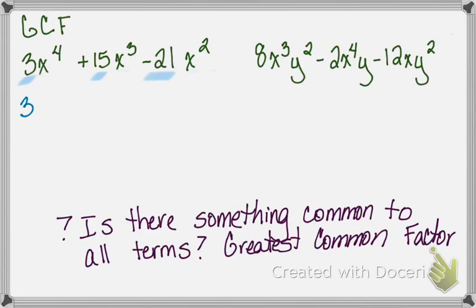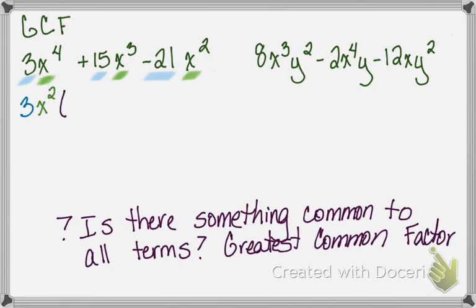Now, the next thing I'm going to ask myself, what can I factor out here between x to the 4th, x to the 3rd, and x squared? What you are looking for is your lowest exponent. What is my lowest exponent there? X squared. So x squared is going to be what I factor out of all the variables.